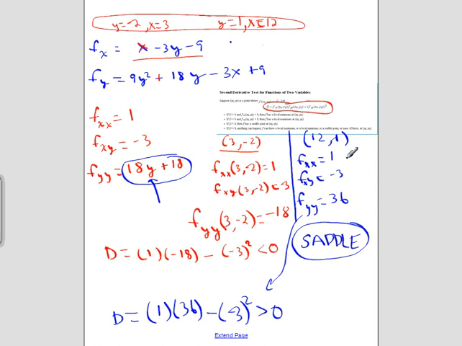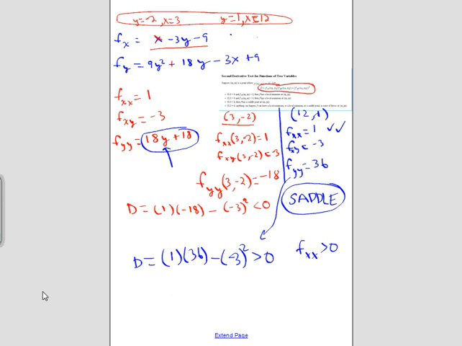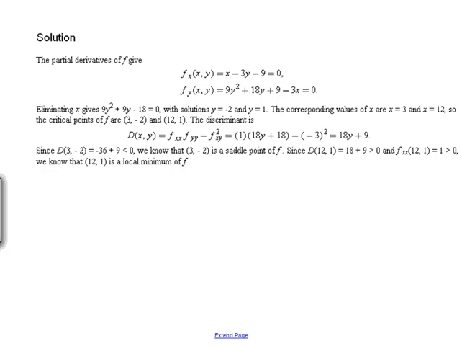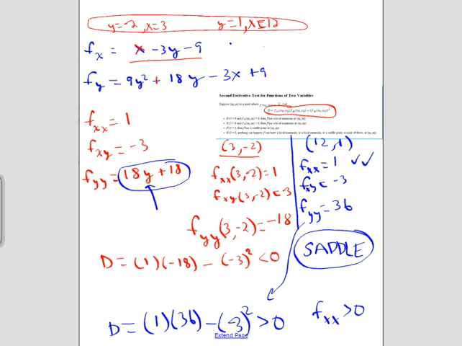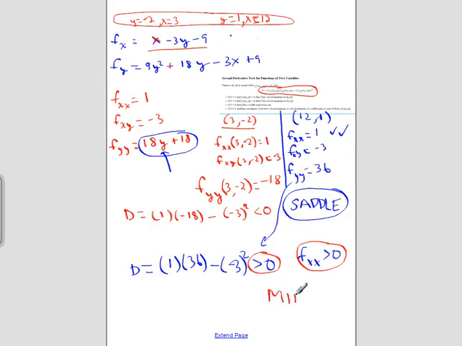And we know that f partial x is greater than 0. Therefore, what do we have? Well, here's our solution here, but we don't need this solution. We know that we must have a local minimum because our D value is greater than 0, our f partial x is greater than 0, so therefore this is a minimum at that point. That point is a minimum, and this point was a saddle.